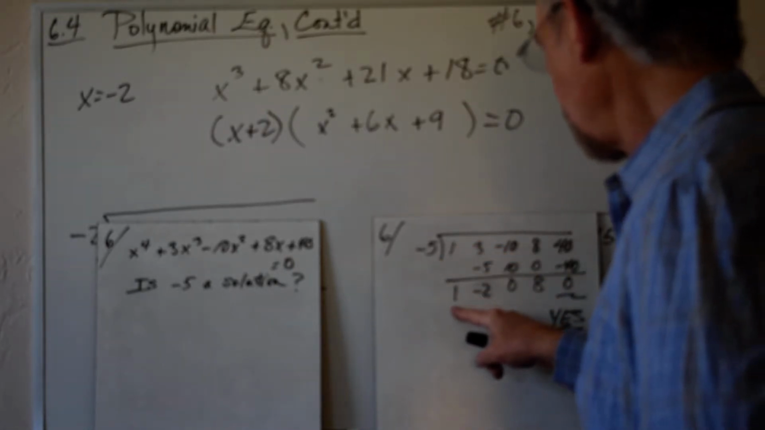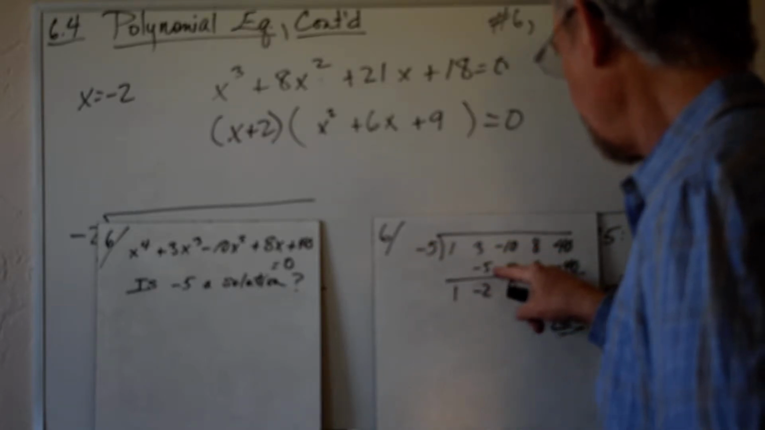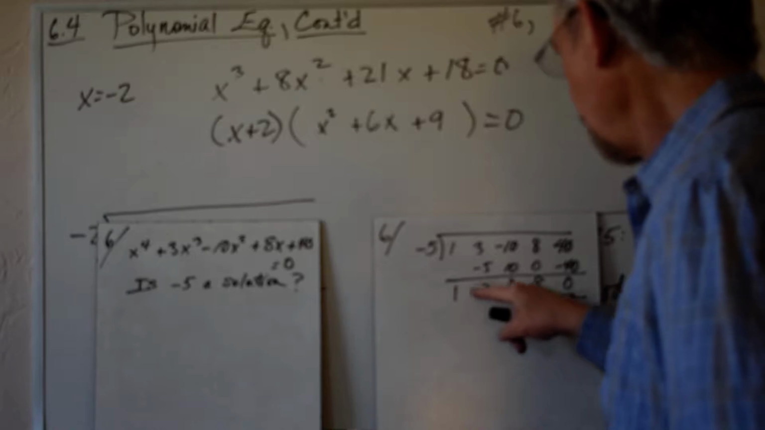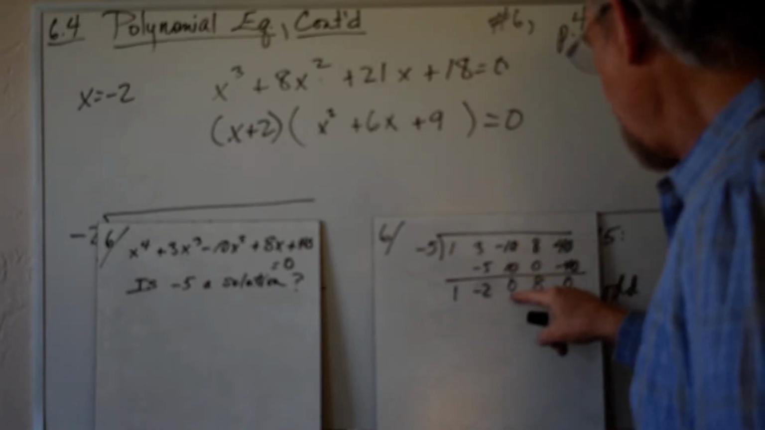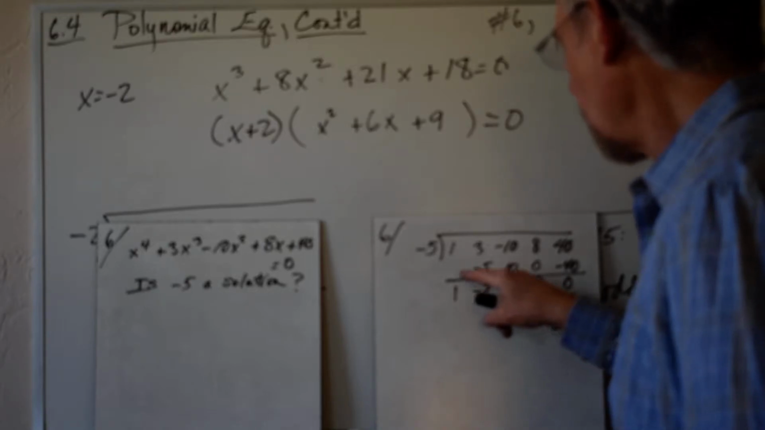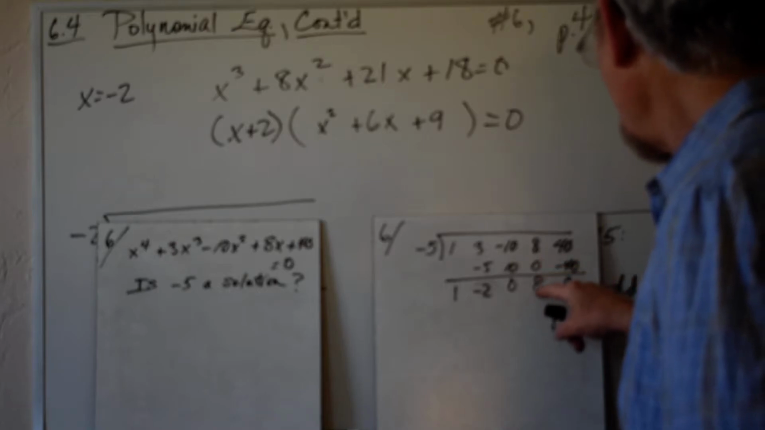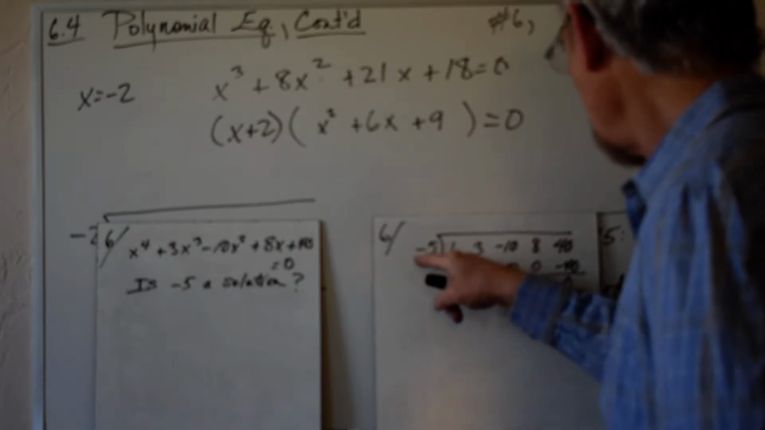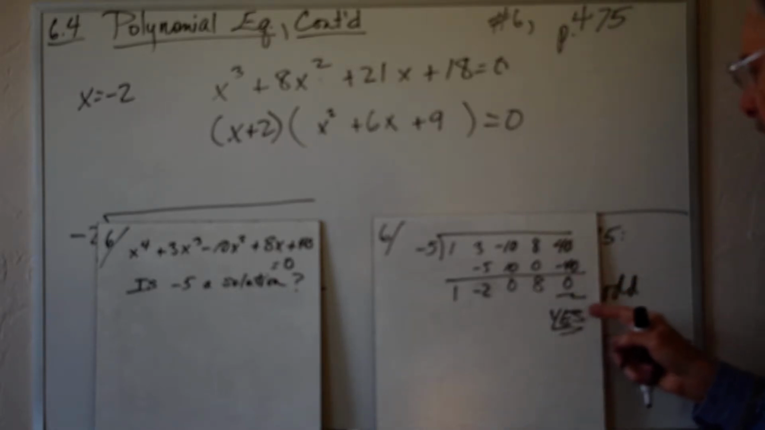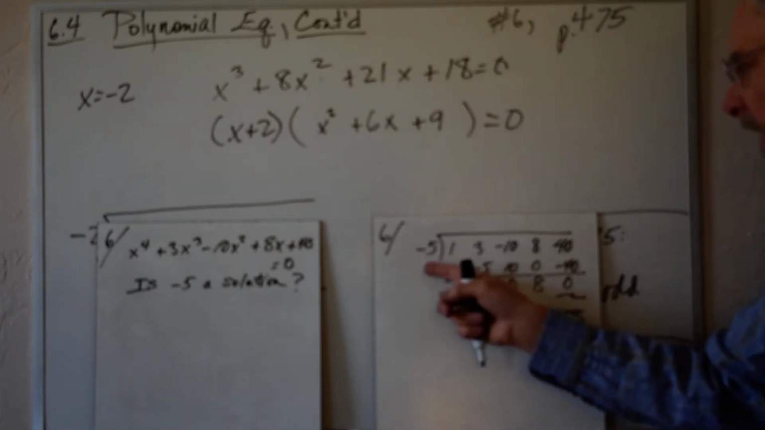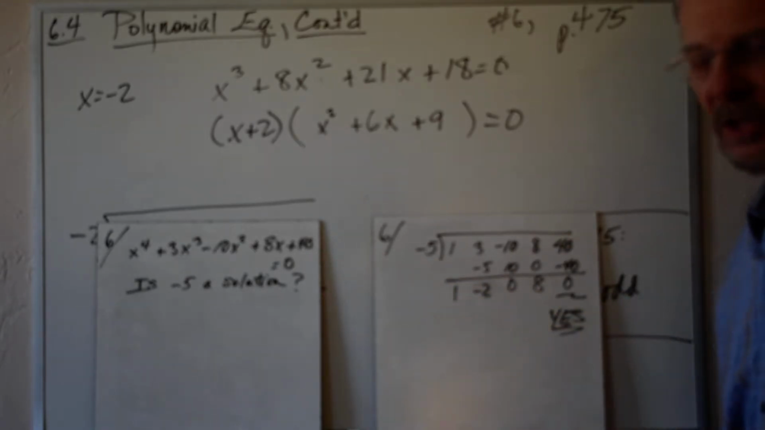Carry down the first coefficient. 1 times negative 5 gives me negative 5. Add: negative 2. Negative 2 times negative 5 gives me positive 10. Add, I get 0. 0 times negative 5 gives me 0. Add, I get 8. 8 times negative 5 gives me negative 40. The remainder is 0. That proves that yes, negative 5 is a solution of this equation.